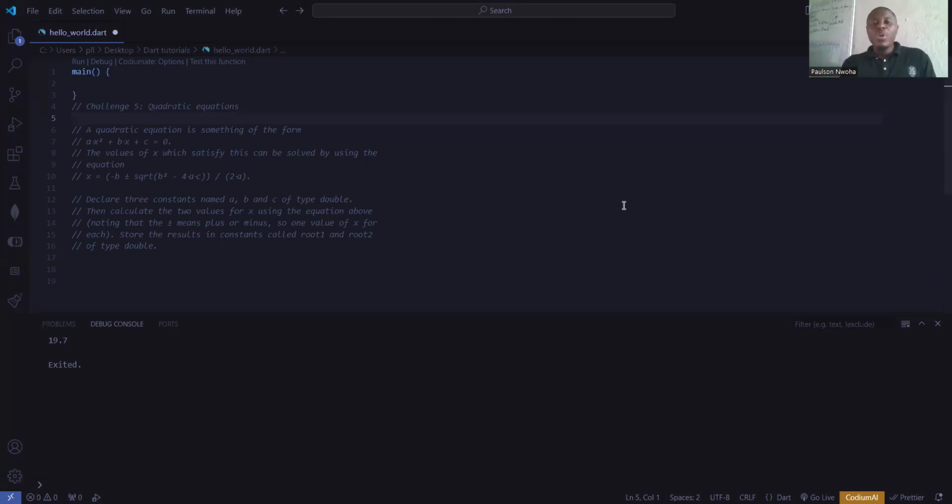So now, we are going to take a look at a quadratic equation, and we are going to be solving one. I want you to try this out. Try this out, share your code with us on the comment section. If you found any errors, share your errors on the comment section, and I would attend to that.